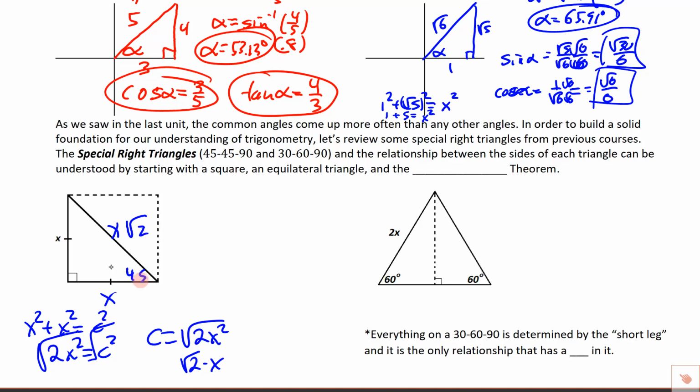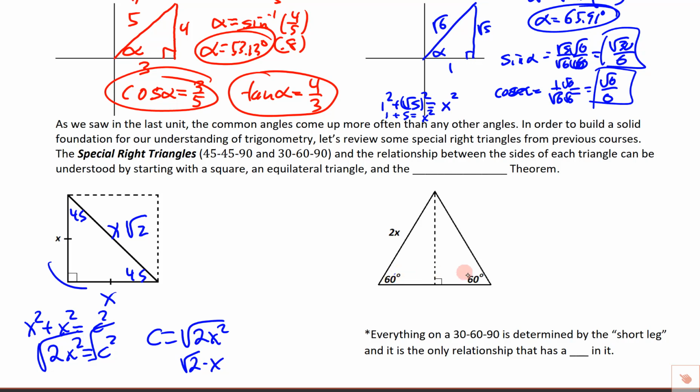So on a 45, 45, 90, because that's half a square, these two are exactly the same, and to go from the leg to the hypotenuse, we times it by radical 2. Raise your hand if you've seen that before. Good. Okay, let's do this one.